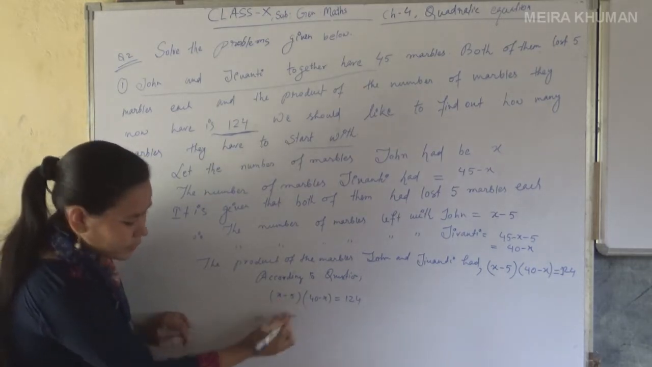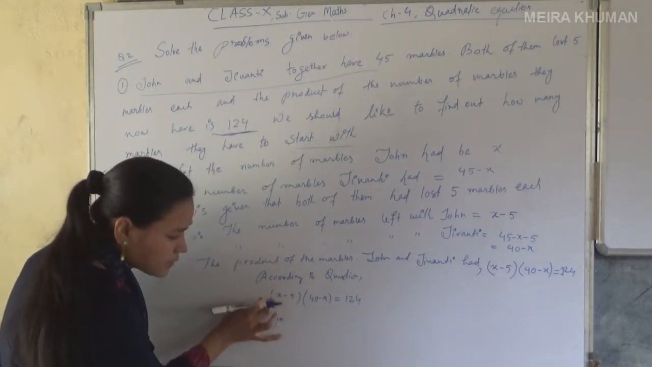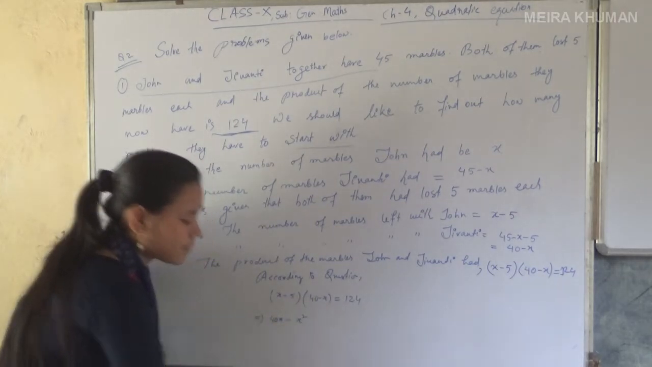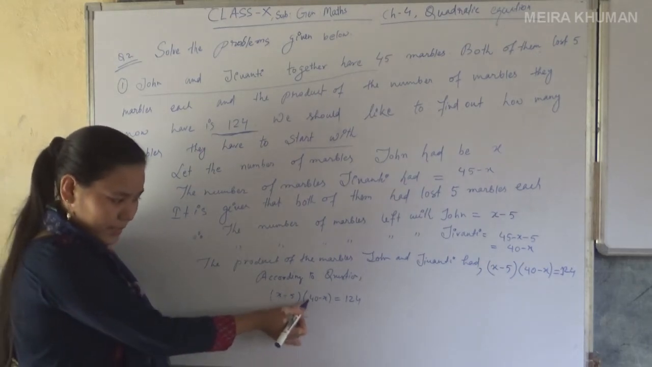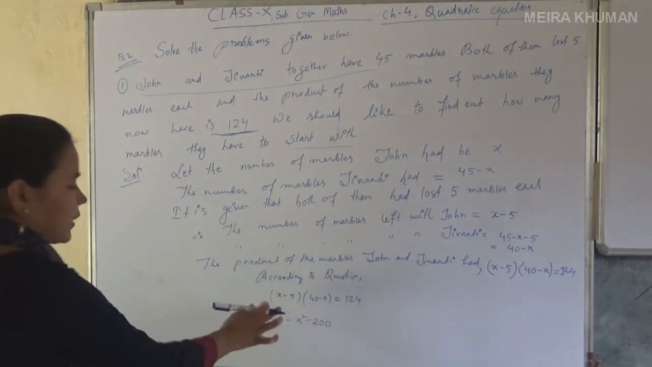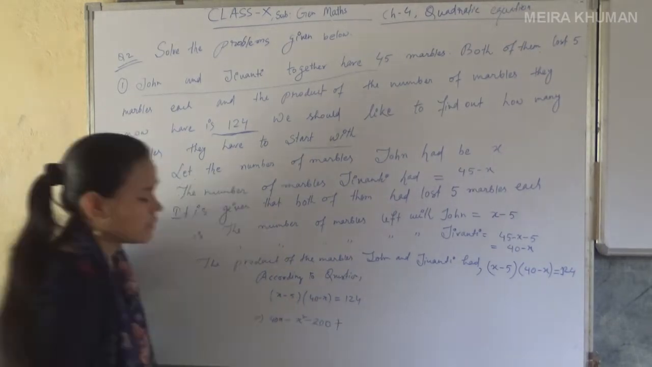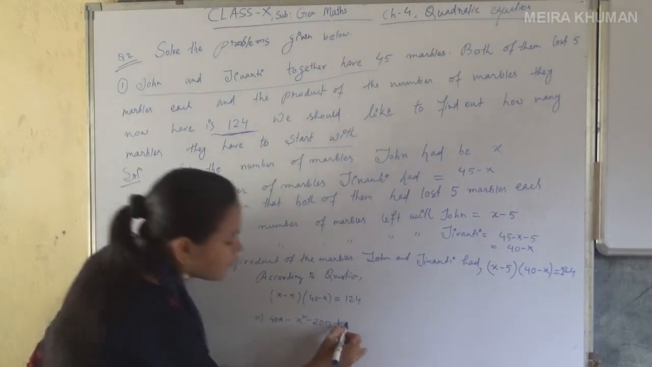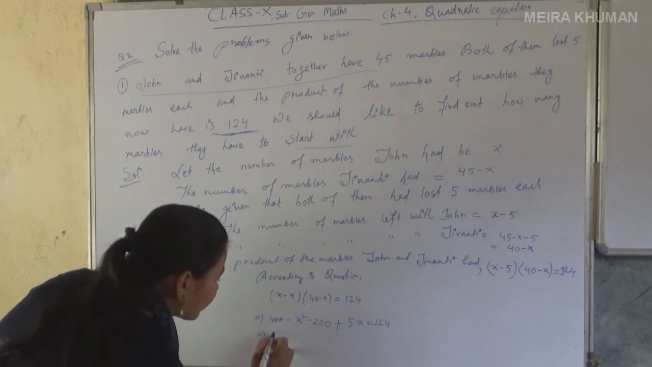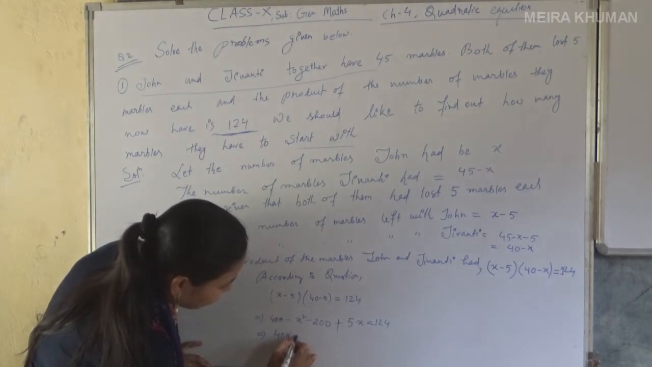Then x into 40 is 40x. Then x into minus x, first is plus and minus, a minus. Then x into x is x square, with a minus sign. So minus a plus a minus 5 into 40 is 200. Here minus into minus is plus, then 5 into x is 5x, equal to 124.